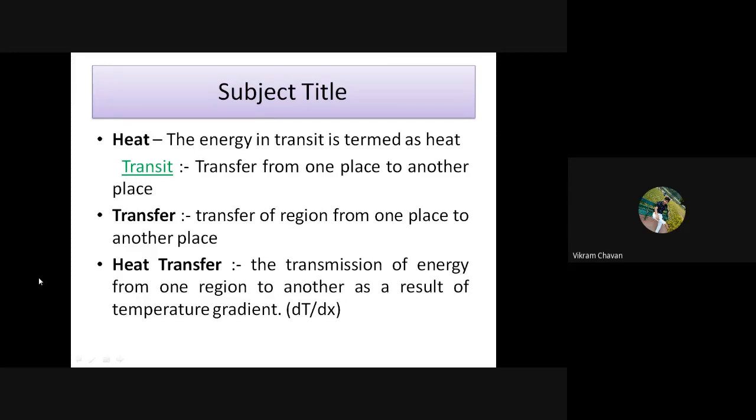First of all, prepare one notebook, and it should be 200 pages, because the subject is very lengthy and there are so many concepts. Even a 200-page notebook is insufficient to cover all the points, so keep another one also. Start with heat. What is meant by heat? In the notebook, give the title Heat Transfer.